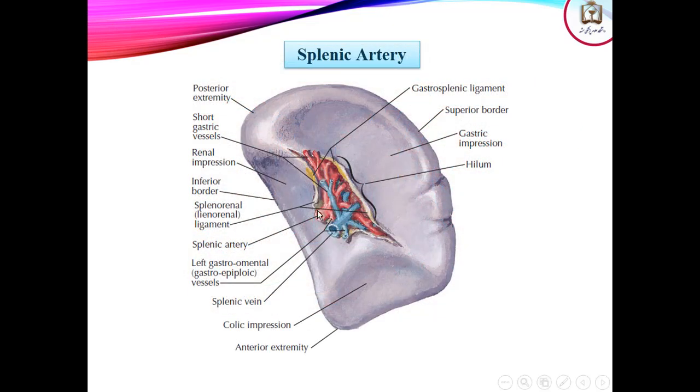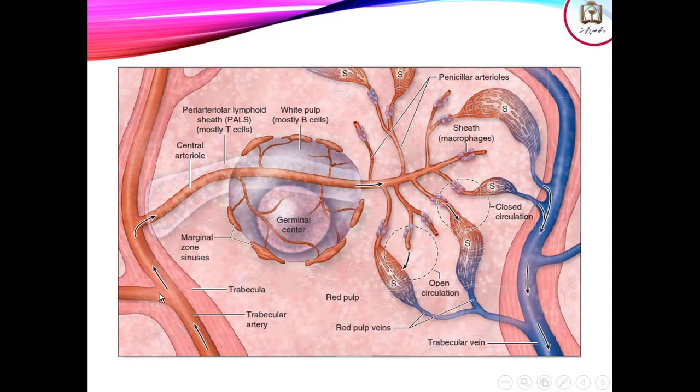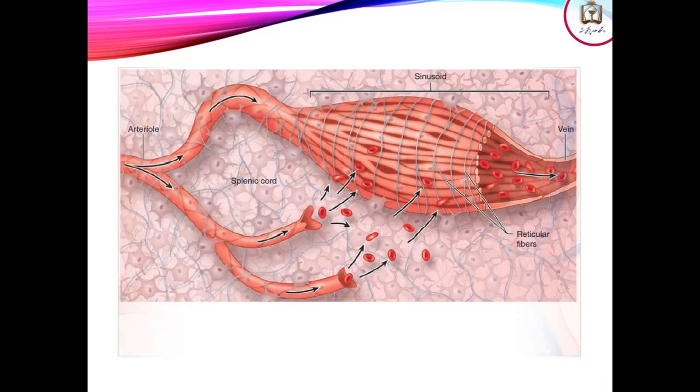The spleen is supplied by the splenic artery originated from the celiac trunk. Branches from the splenic artery are called trabecular arteries, and here you can see a trabecular artery. And remember that the central arteriole originates from the trabecular artery. On the other side, after the sinusoids, we've got the red pulp veins which drain into the trabecular vein, and trabecular veins join together to form the splenic vein.